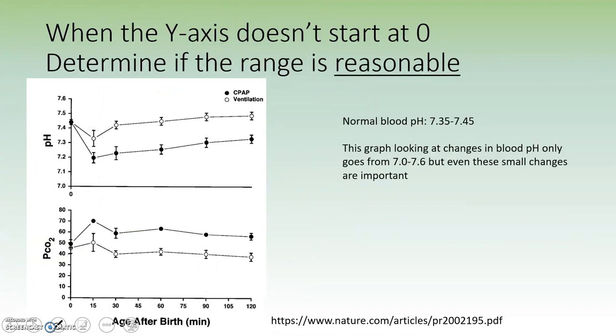The y-axis of a graph doesn't always have to start at 0. This is from a paper looking at the blood pH changes that occur during and immediately after birth. Given that normal blood pH should be within the very narrow range of 7.35 to 7.45, zooming in on the range of 7 to 7.6 on the y-axis makes sense here, so that the drop to 7.2, which is a large effect when talking about blood pH, is detectable.